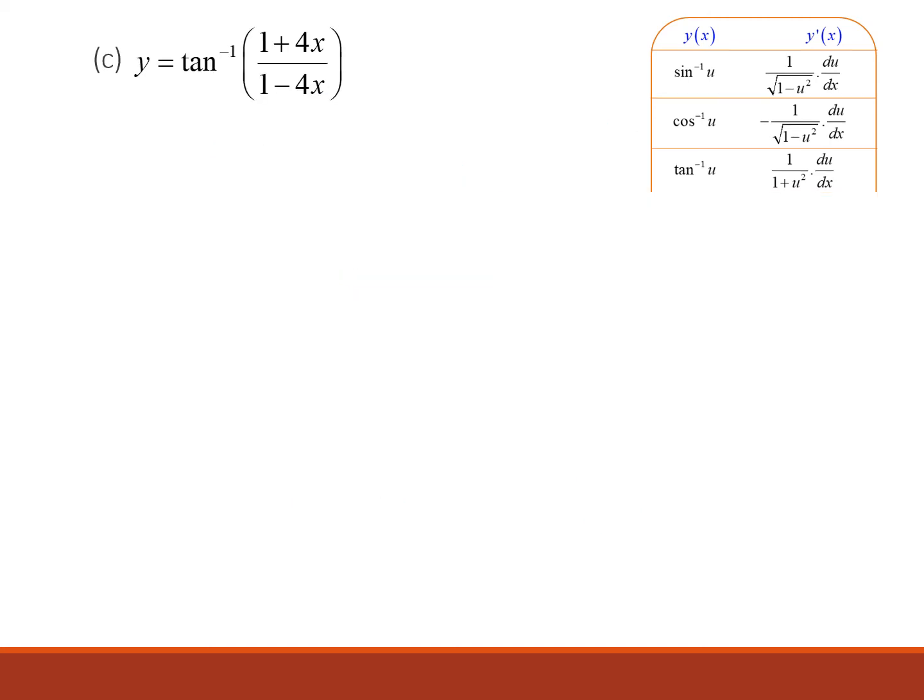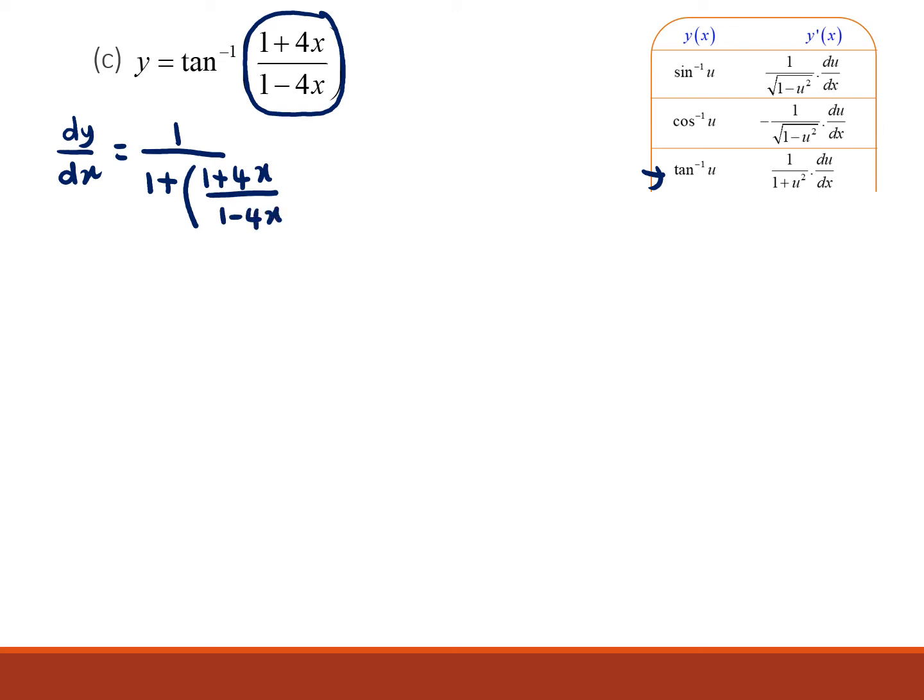For the next question, to find the derivative, it would be dy over dx. And the derivative of arctangent would be equal to 1 over 1 plus u squared, where our u is this quotient. So we just rewrite this, 1 plus (4x over 1 minus 4x) squared. Then don't forget to find the derivative of this quotient. So it would be d over dx of (1 plus 4x) over (1 minus 4x).